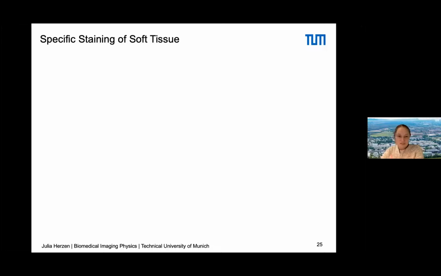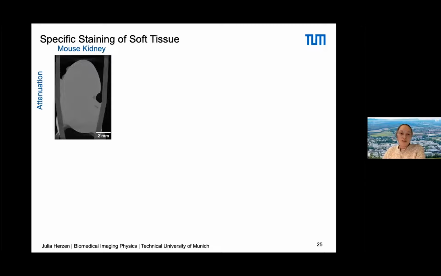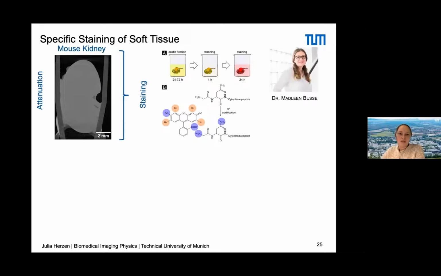Previously I tried to convince you that we do not need any staining, so we just take samples that are just stored in formalin, and without any staining, we can produce contrast in phase. So why do we look now at staining? This is why: we have a group which is developing specific staining for soft tissue. I have a colleague, her name is Madeleine Bosse, and she is looking into staining for X-rays.